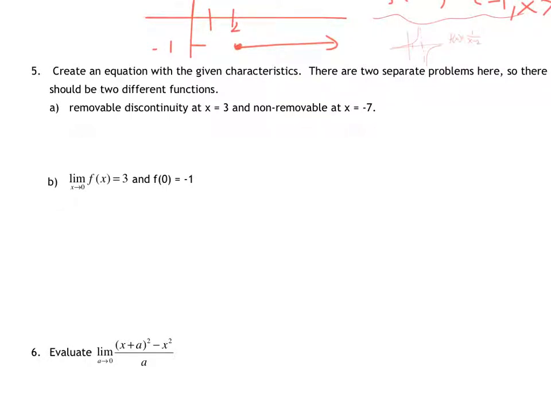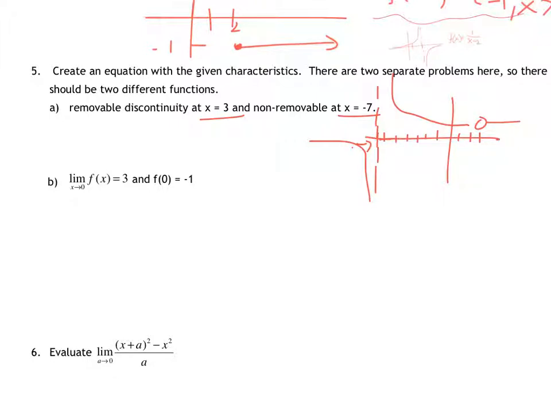So we got a removable discontinuity at x equals 3, that's a hole, and a non-removable at x equals negative 7. A graph will help a whole lot here. At negative 7, 1, 2, 3, 4, 5, 6, 7, so that's an asymptote. And then at 3, 1, 2, 3, there's some kind of hole. So that's not removable. Something like that.